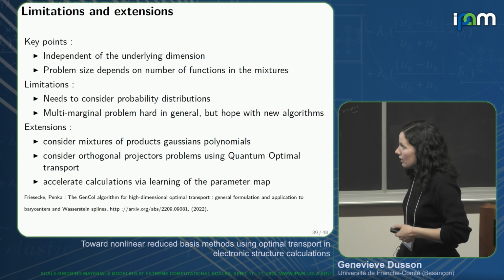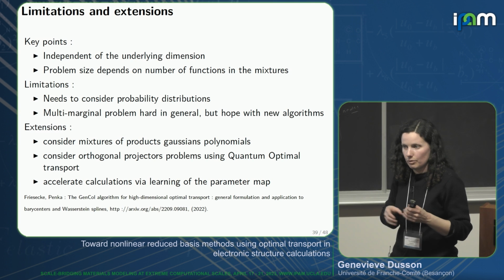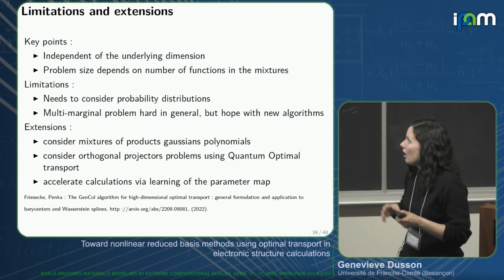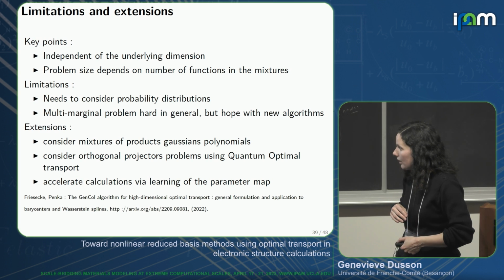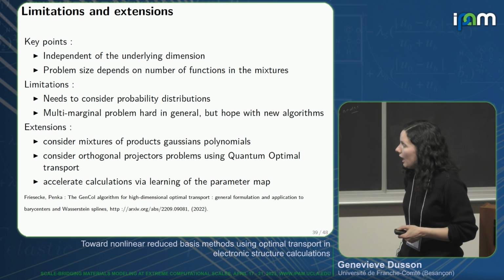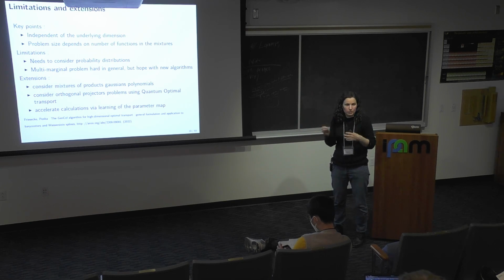Another main limitation at the moment is that when you compute barycenters between many different functions, you need to solve a multi-marginal optimal transport problem, which is very difficult. But we have some hope with new algorithms that are coming in. For example, the GenCol algorithm that was proposed very recently by Gero Friesecke and Maximilian Penka. And in the future, to make this scalable to larger systems and to real molecules, one idea would be to consider not only Gaussians, but Gaussian times polynomials to get closer to what we get out of computer codes.